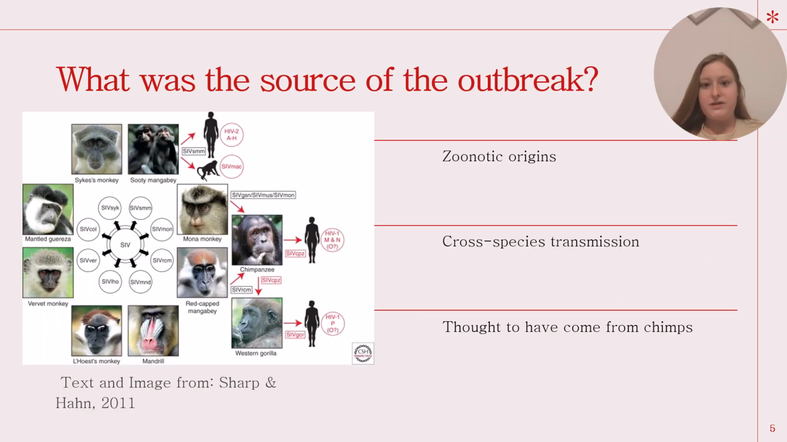So, what was the source of the outbreak of HIV? It is believed to have zoonotic origins. So, it's thought to have come from chimps, which is a cross-species transmission. I thought that this graph was really interesting in showing the different types of HIV and the different primates that they could have come from. So I liked the breakdown of where it could potentially have come from, what it has caused, and how it looks in the human body. I thought that was really interesting.